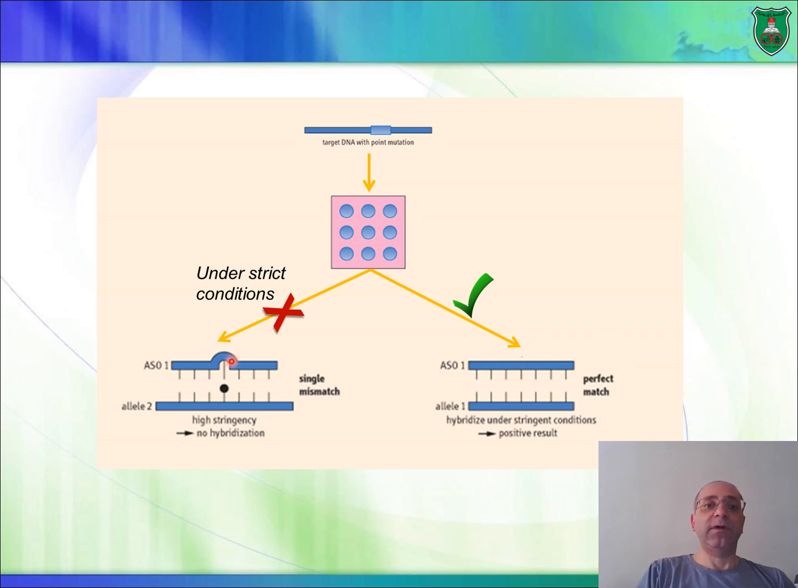Now, if the probe is not 100% complementary, and we use strict conditions, that is, we increase the temperature, add denaturing molecules like formamide or urea, reduce the ionic strength of the solution, or reduce the GC content of the probe, for example, then under strict conditions, annealing may not take place. But if we make conditions light, then annealing can take place. And this is, by the way, an advantage, and I'll tell you why later on.